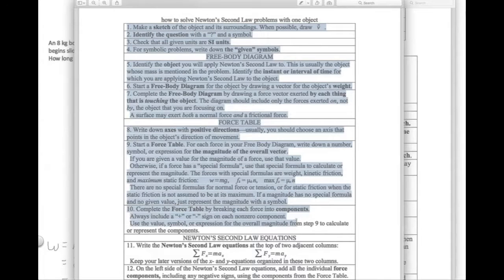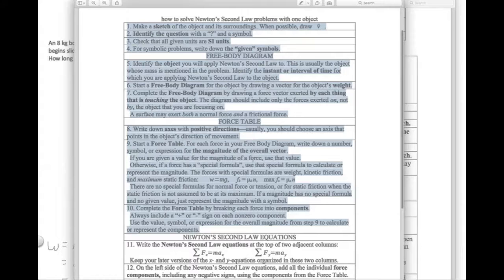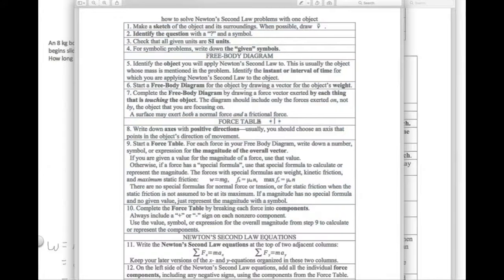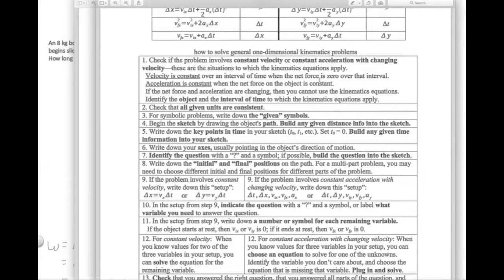We've completed these steps now from the Newton's second law approach. But remember that for this problem, we were also anticipating that we were going to need a general one-dimensional kinematics approach. And this is a good time to pause in our Newton's second law approach and make sure that we've completed the preliminary steps for our kinematics approach. Before you move into the Newton's second law equations, that's a good time to make sure you've completed the preliminary kinematics steps. Here's our kinematics handout.